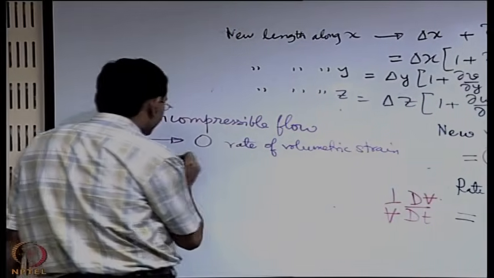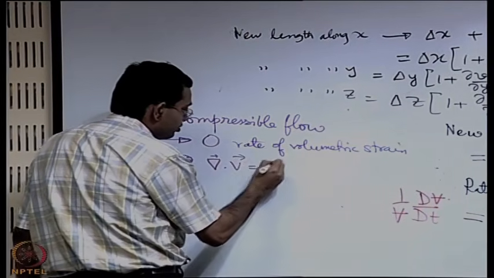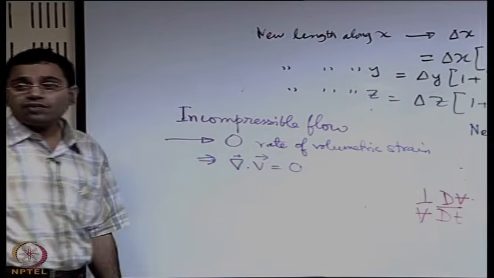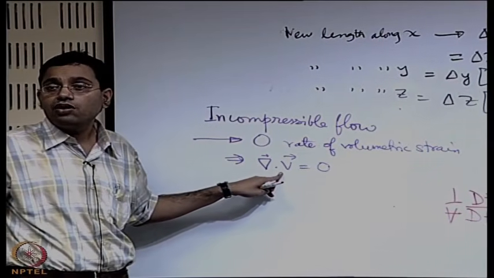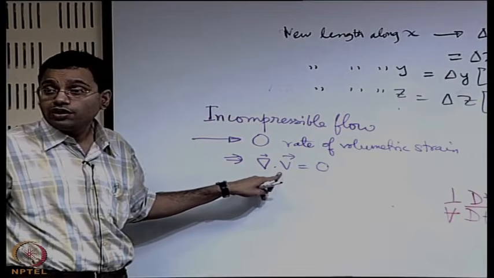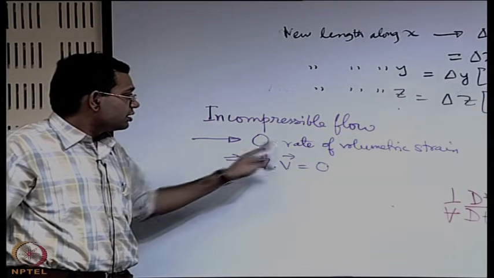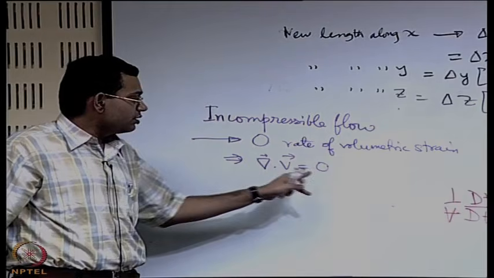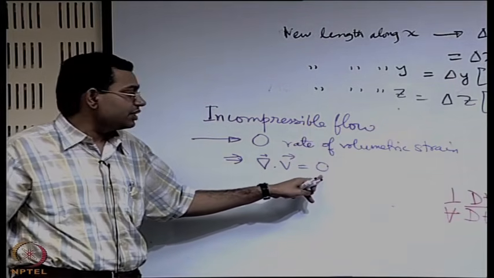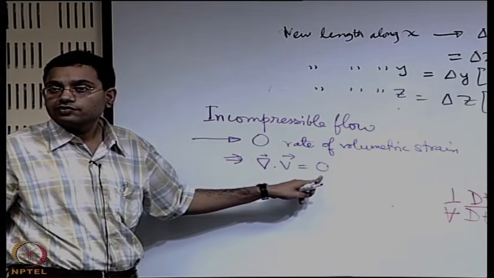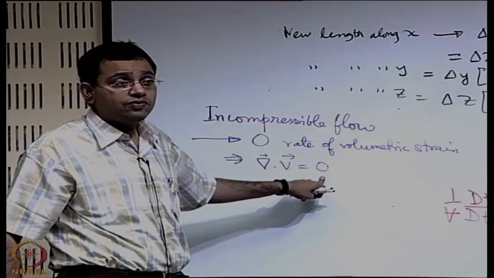And that boils down to the divergence of the velocity vector is equal to 0. So if you are given a velocity field and you are asked to check whether it is compressible or incompressible flow, then it is possible to check by looking into the fact whether it is satisfying this equation or not. If it satisfies this equation, we say that it is an incompressible flow.